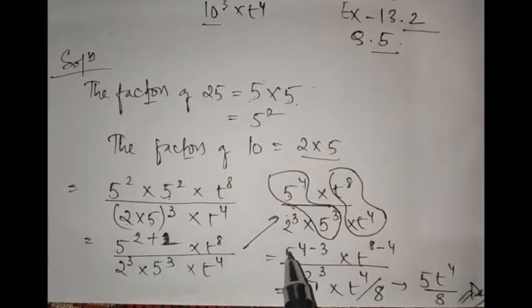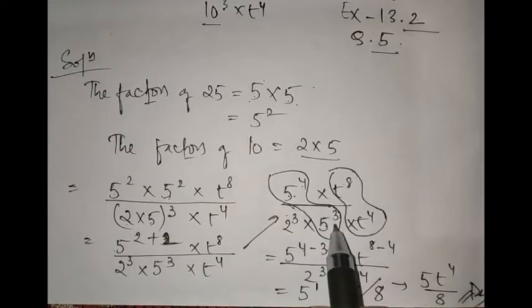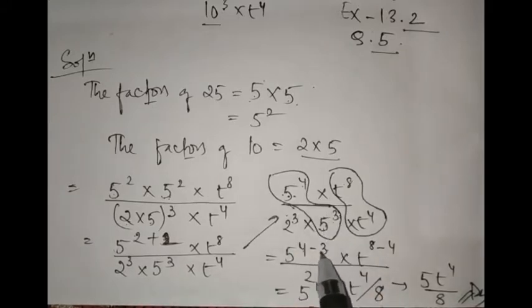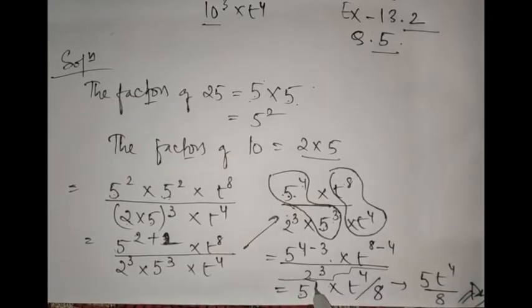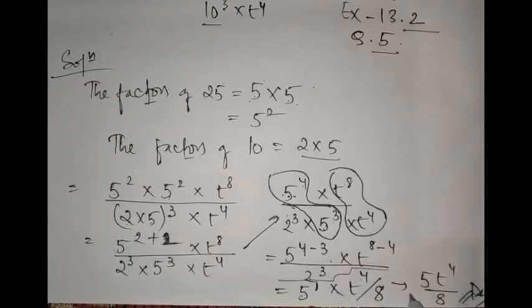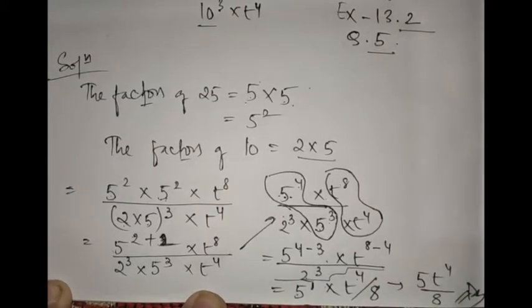So here 5 to the power 4 minus 3. Why? Because they have the same base and the division sign is there, so subtraction of the exponents, similarly here divided by 2 cube. After this it is 5 to the power 1, because 4 minus 3 is 1, into t to the power 4 divided by 8. If you have not understood this, kindly rewind the video and try to understand it.